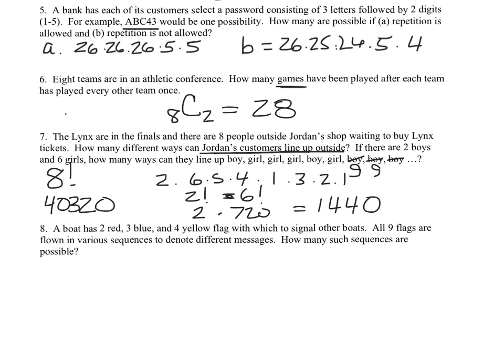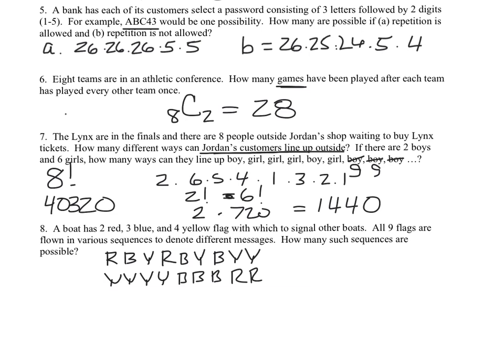A boat has 2 red, 3 blue, and 4 yellow flags with which to signal other boats. All 9 flags are shown in various sequences to denote different messages. How many such sequences are possible? So those flags could be put up in this order. Or they could be like this. But anyway, all of these are going to be basically we have a permutation with repetition.